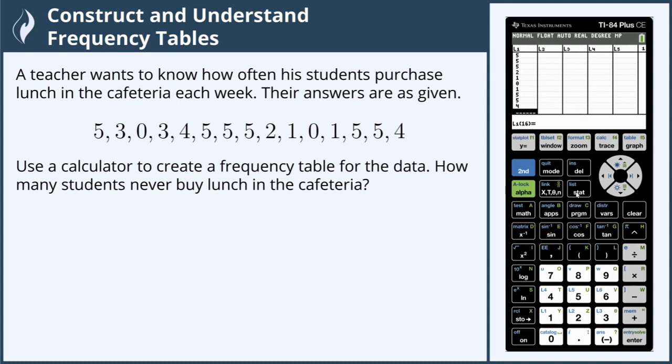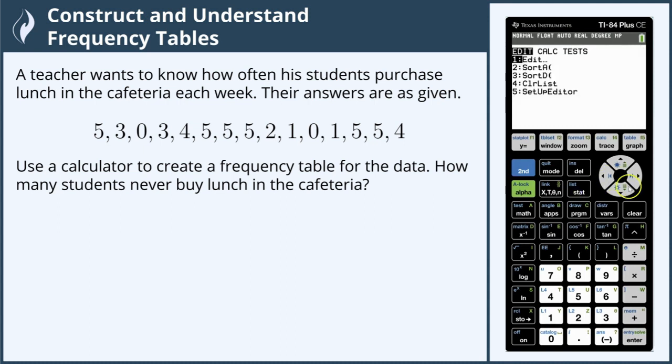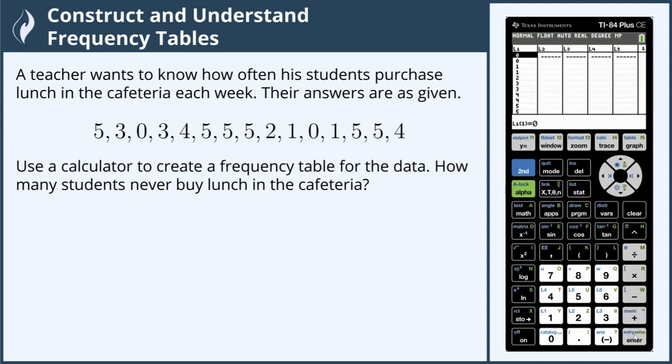We need to sort this data to make it easier to view and look at. So we're going to go to stat number 2, which is sort ascending. We're going to click second and 1 to tell it to sort list 1. Close the parenthesis and press enter. Once it says done, we can go into stat and edit to see that they have indeed been sorted.